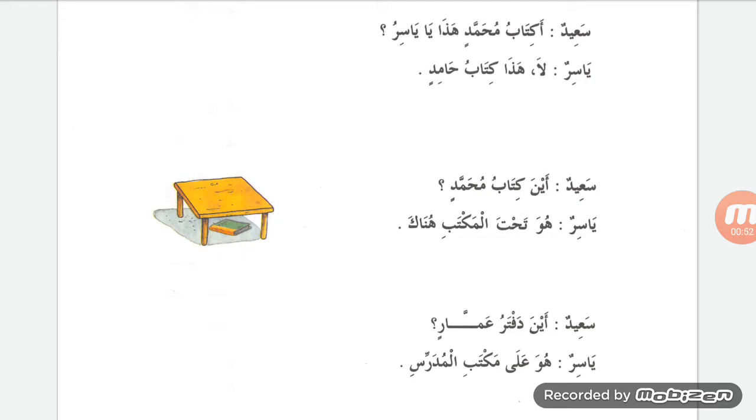So hada here is giving the meaning of this. Kitabu Muhammad means book of Muhammad. Mudaf ilayh. Ya is used for nida, to call out to someone. Yasir, O Yasir. So is this the book of Muhammad, O Yasir?